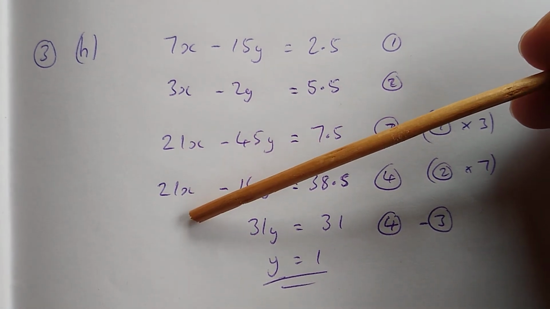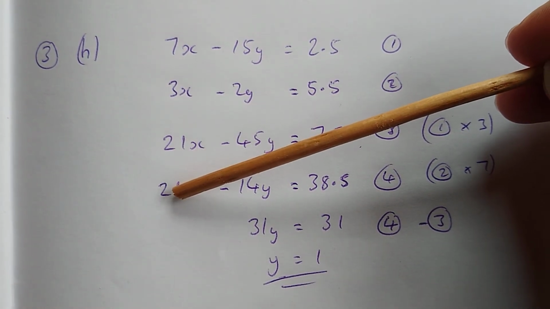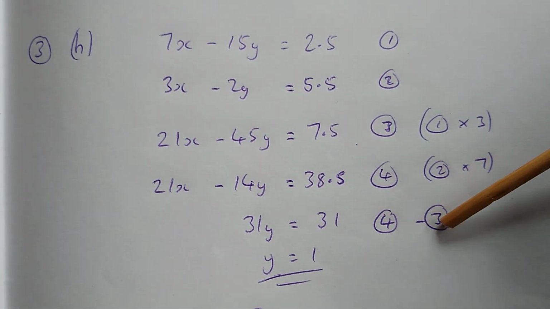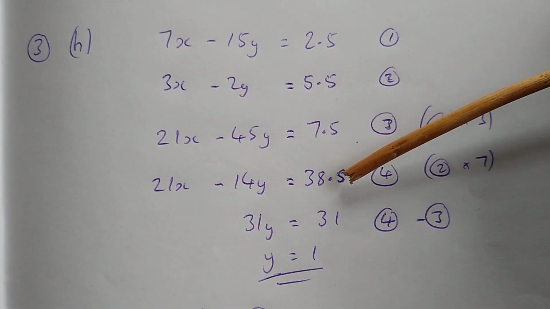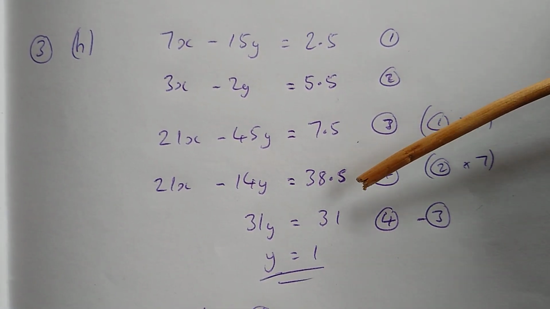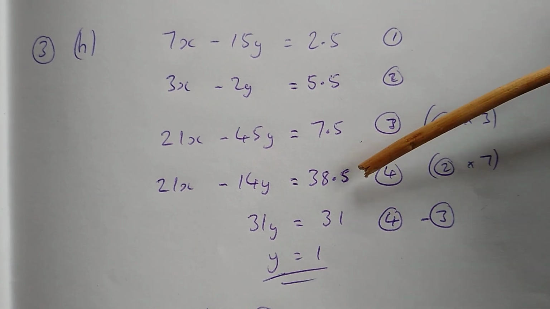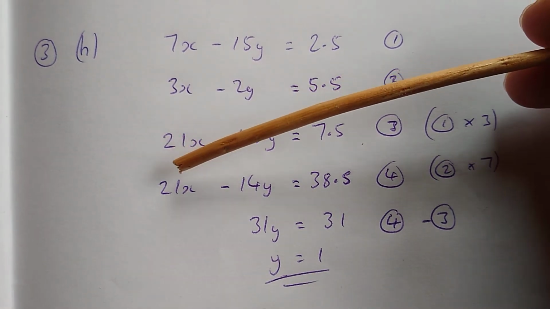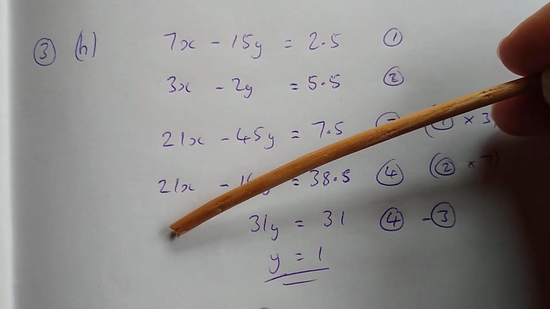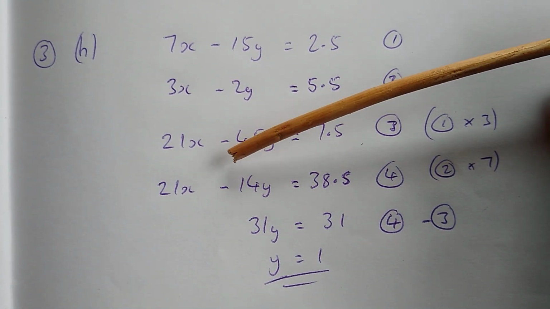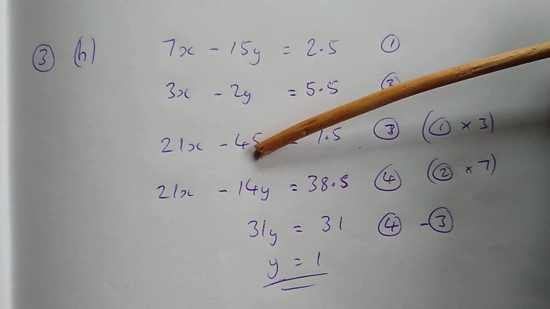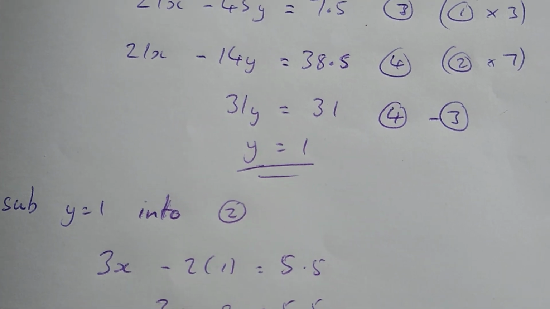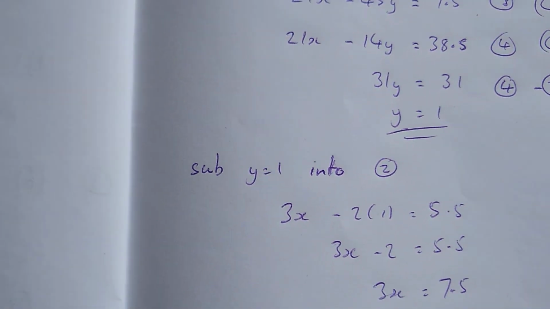And then I've got 21x and 21x. Well, if I've got 21 and 21 and I want 0, adding them won't give me 0, but subtracting them will. So I'm going to do equation 4 minus equation 3. Again, I'm trying to get a positive value here if I can, which is why I'm doing 4 minus 3 and not 3 minus 4. So 38.5 minus 7.5. 21x minus 21x is 0x, which is 0. And minus 14y minus 45y, so that's minus 14 plus 45, which is 31. So then divide both sides by 31 to get y equals 1.